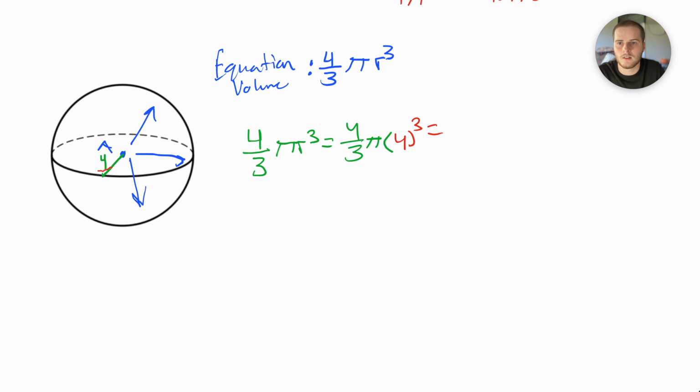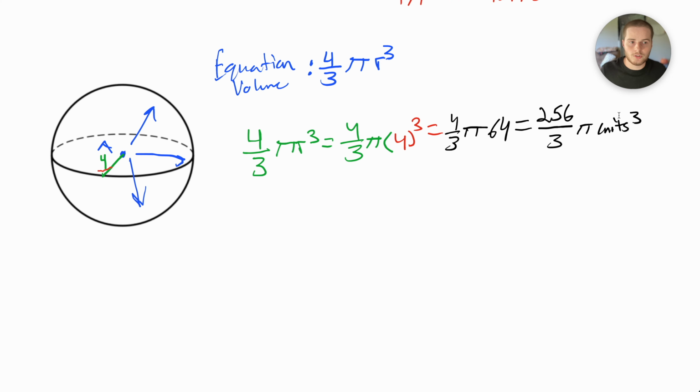Okay, let's plug that in and calculate it out. We're going to have 4 over 3 times pi. 4 cubed is 64. And to simplify that, 64 times 4 is 256 all over 3 pi. And we weren't given a specific unit, so we'll just say units cubed.